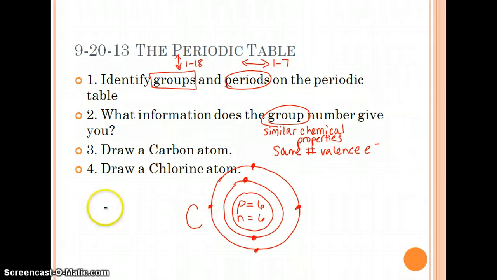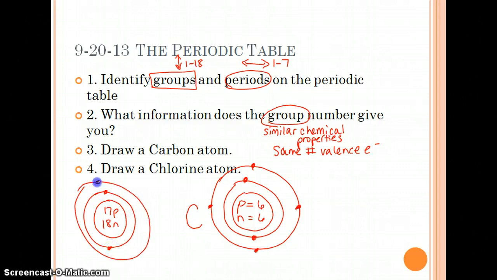If we want to look at chlorine, we'd have 17 protons, 18 neutrons in the nucleus. First energy level, 2 electrons. Second energy level is full. You have to fill that energy level before you can move on. And so that would be 8 there. And then the third energy level has 7. 1, 2, 3, 4, 5, 6, 7 to get us to 17 electrons.